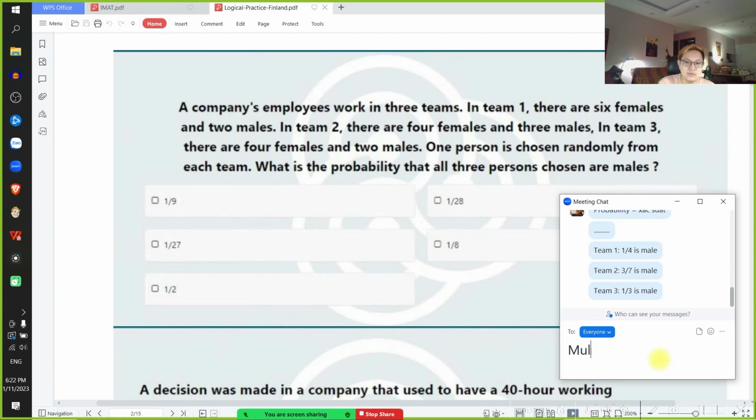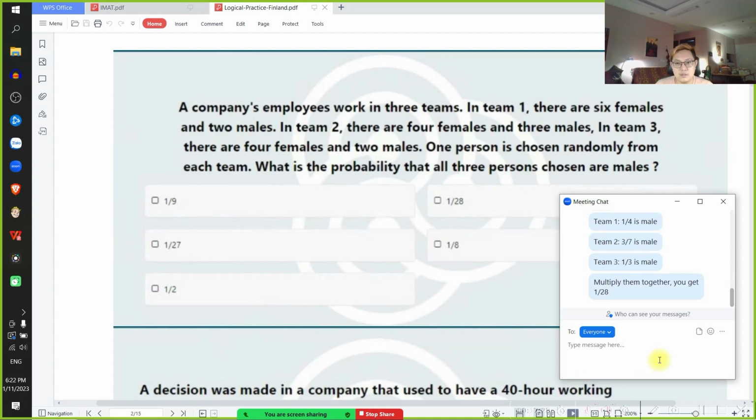So if you multiply them together, you get 1 out of 28, isn't it? Multiplying them, we get 1/28. And that is the probability that all 3 persons chosen are male, okay? Do you agree with this one?